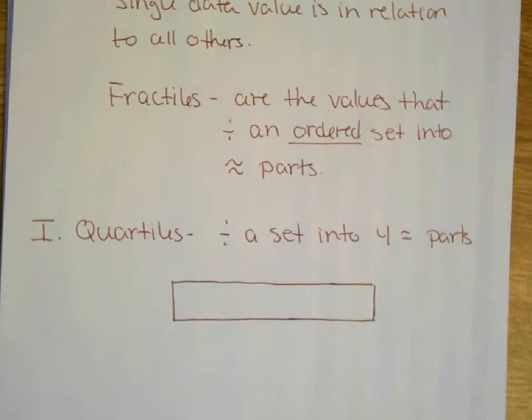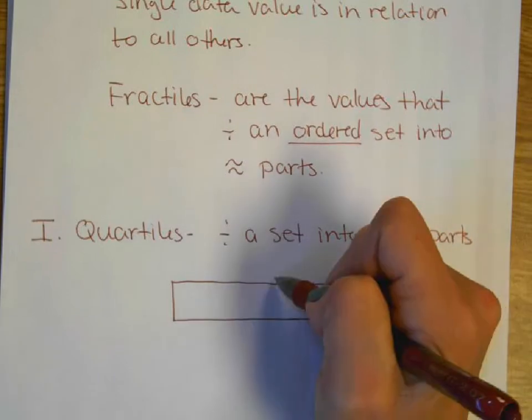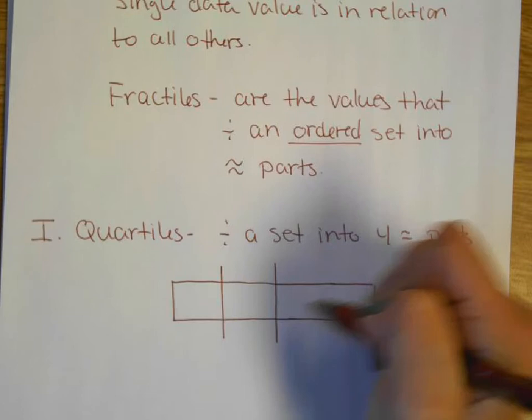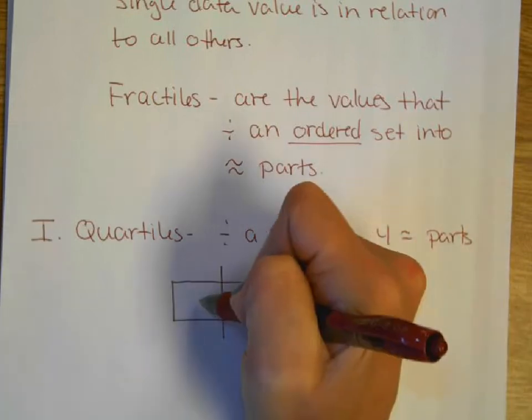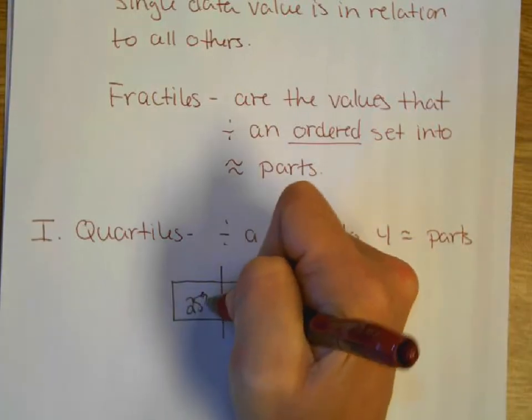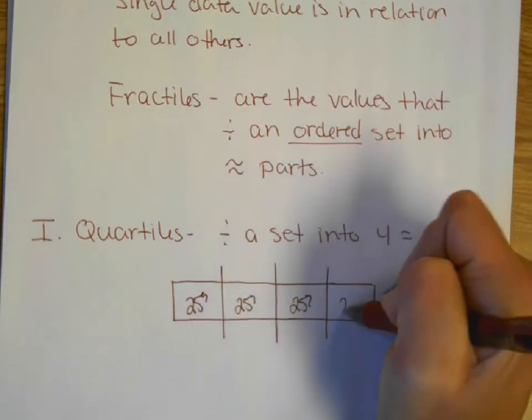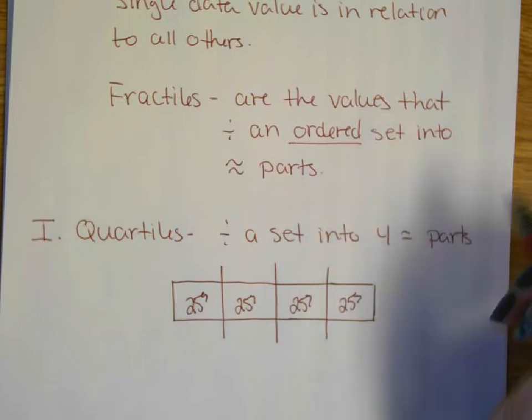So think about a board. How many times would you have to cut the board to get 4 equal chunks? So how many times with your saw would you cut? You would be cutting 3 times. So you would cut the board in half. Then you would take each of those halves and cut. So that you had 25% here, 25% here, 25% in each of those.